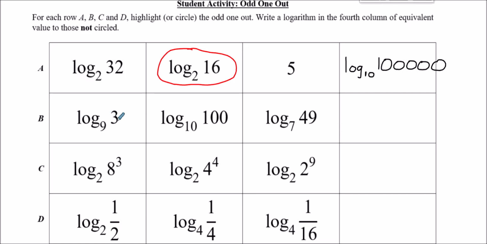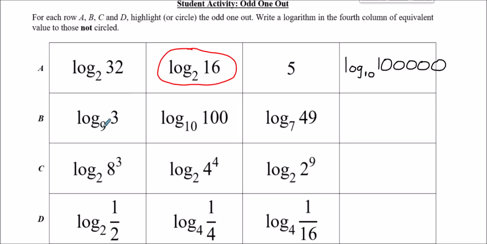Row B, 10 squared would be 100, and so the answer to this one is 2. 7 squared would be 49, and so this one is also 2. Whereas this one here would actually be a half, because you need to raise 9 to the power of half to get 3.